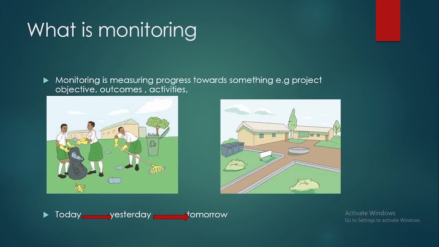So the objective is set up to have a clean compound, and some of the activities you have to do are cleaning the compound, maybe cutting the slabs, and that is what the students are doing in the diagrams. So you're monitoring the activities that have been done to achieve the stated objective. Monitoring progress can be done today. You can measure the progress today of an activity, or you can measure what happened yesterday in achieving that project objective, or you want to monitor for the future. So those are the stages of monitoring.